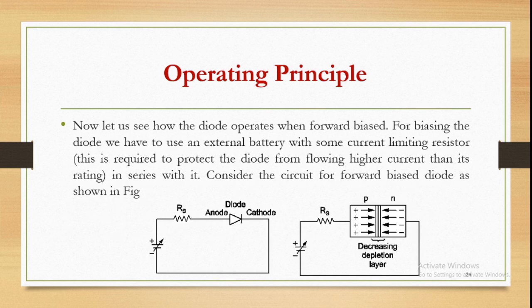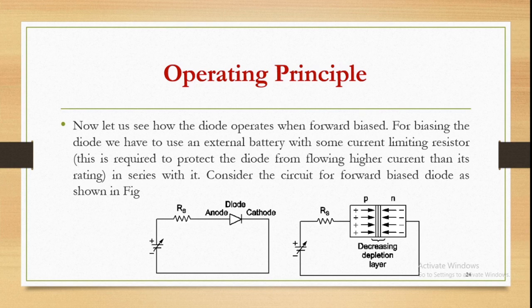Now see the operating principle. Here is a circuit diagram. It indicates that the diode is connected in forward bias. For biasing the diode, we have to use an external battery with a current limiting resistor. This RS is a current limiting resistor. It is used to protect the diode from higher current than its rating. That's why it is connected in series with the diode.